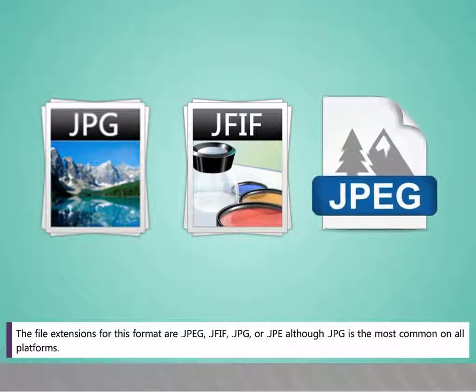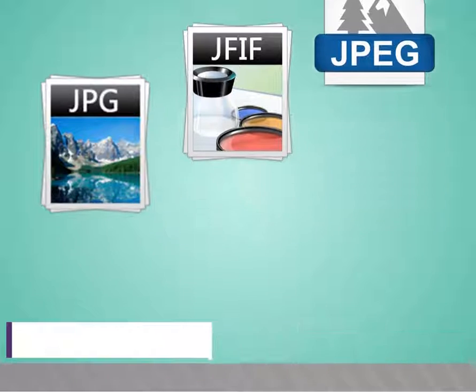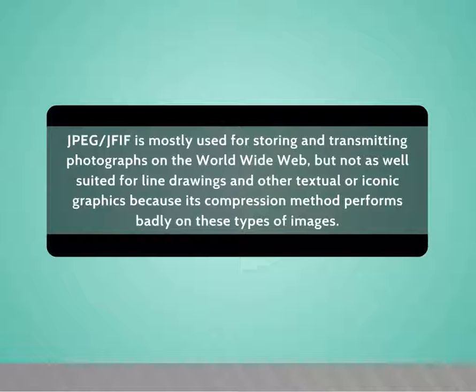The file extensions for this format are .jpeg, .jfif, .jpg or .jpe, although .jpg is the most common on all platforms. JPEG or JFIF is mostly used for storing and transmitting photographs on the World Wide Web, but not as well suited for line drawings and other textual or iconic graphics because its compression method performs badly on these types of images.